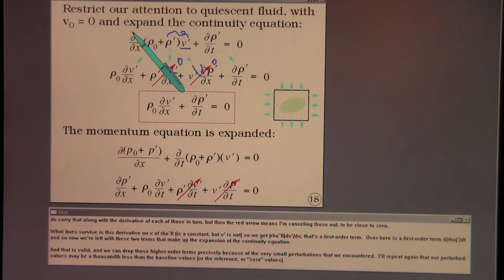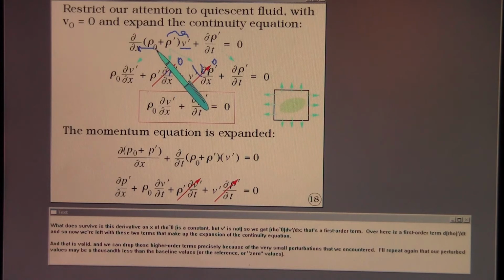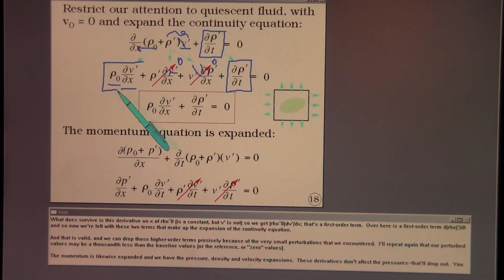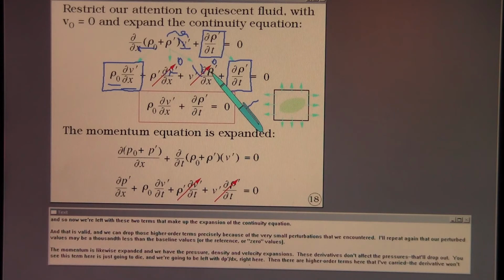What does survive is this derivative on x of rho 0 is a constant, but the v prime is not. So you get rho 0 dv prime dx. So that's a first order term. Over here is a first order term, d rho prime dt. And so now we're left with, indeed, these two terms that make up the expansion of the continuity equation. And that is valid, and we can drop those higher order terms precisely because of the very small perturbations that we encounter.